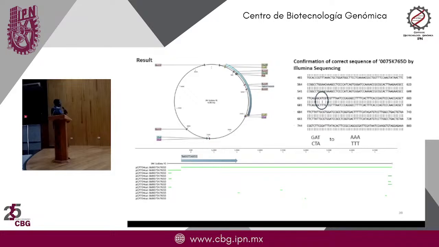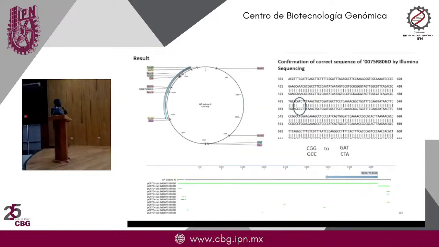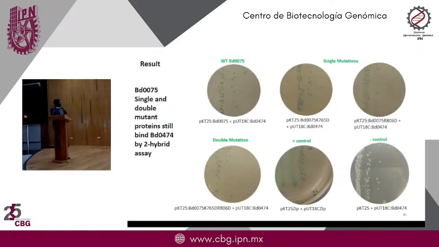When it came back, we found that the only point where there were changes in the nucleotide was at the point where we introduced the mutation for 765, and the same for 806. The only changes were in the points where we introduced the mutation. So we sequenced to confirm that the point mutation that was done was accurate.